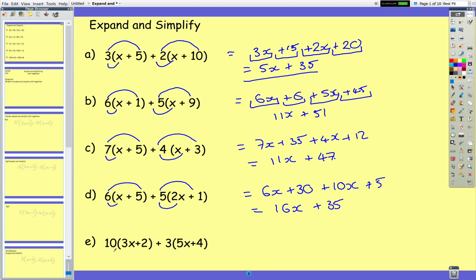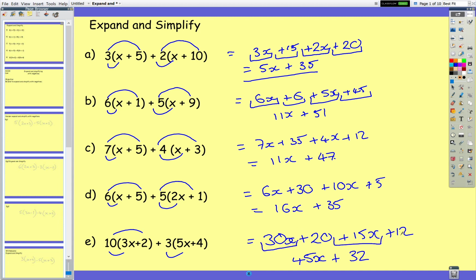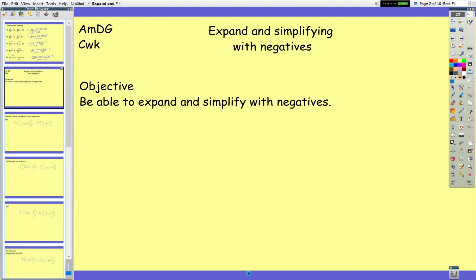Right, time for the last one. We've got 30x plus 20, and then we've got plus 15x plus 12, so that gives me 45x plus 32. Remember, if you're unsure, put your boxes. They really do help when you're tidying everything up, particularly if you've got any negatives floating around, which, guess what, you're going to have. So this is the objective, to be expanding and simplifying with negatives.